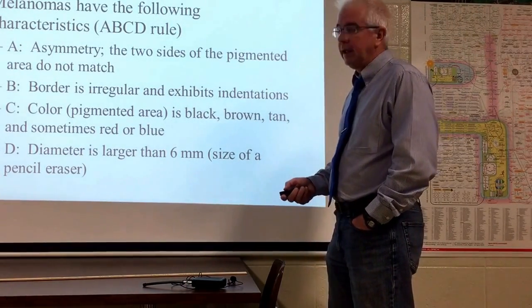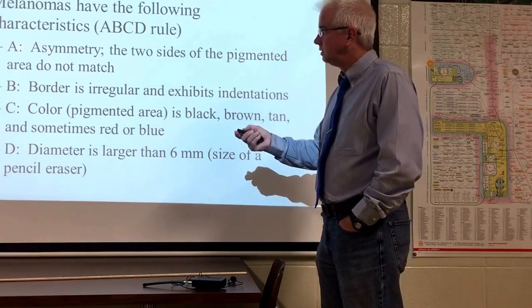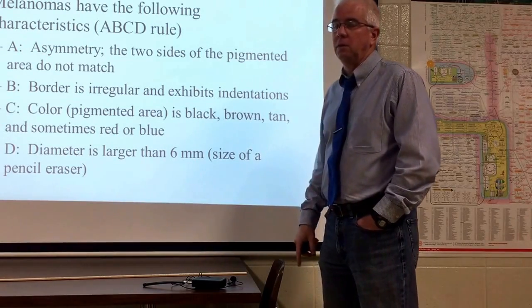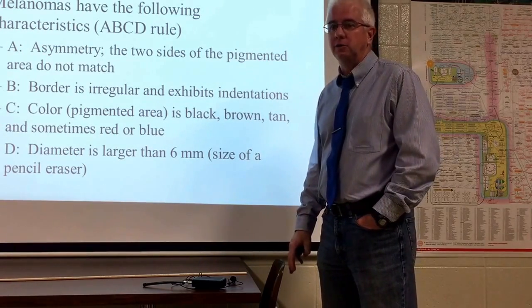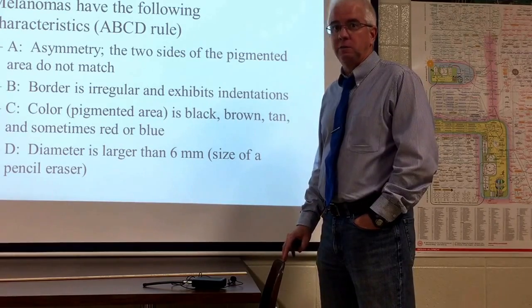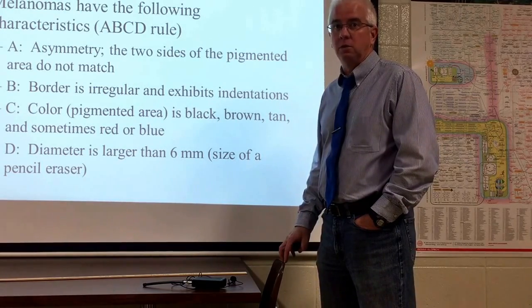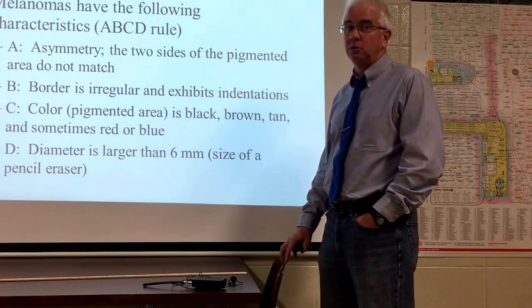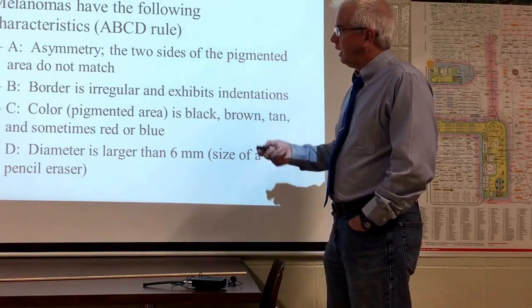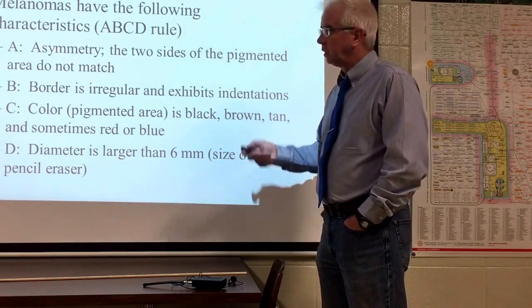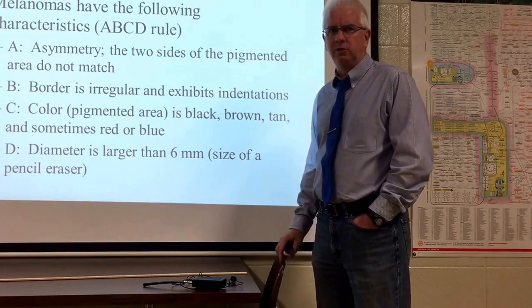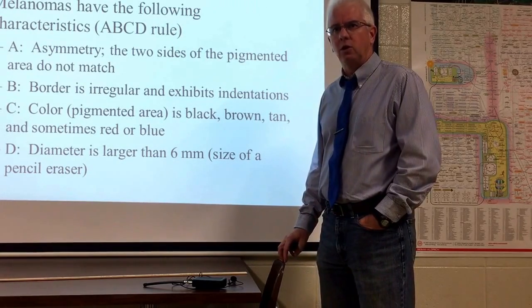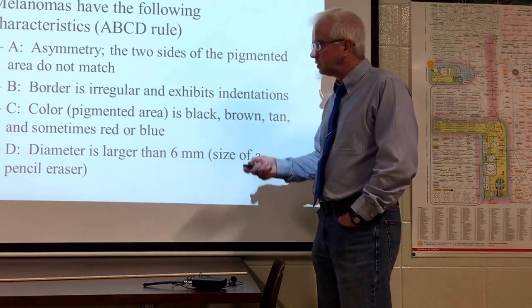So here they are, the ABCD rule. Is it asymmetrical? Okay, so most moles are not asymmetrical. So generally speaking, a mole that's a nice round mole, as long as it's not changing in size, you don't worry about it, even if it's a large mole. So asymmetry is not a good thing. Okay, well, freckles are asymmetrical a lot of times, aren't they? They're not always round.